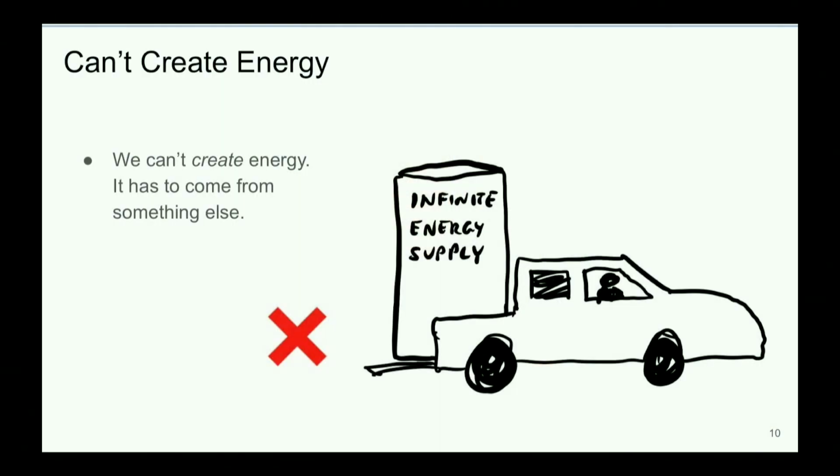Now, we can't create energy. It has to come from something else, right? Asterisk, when we start studying mass energy equivalence, we might want to put a little asterisk on that. But for the sake of this class, energy can neither be created nor destroyed. Okay, we'll use that as our foundation here.